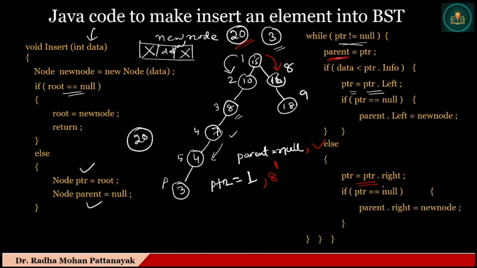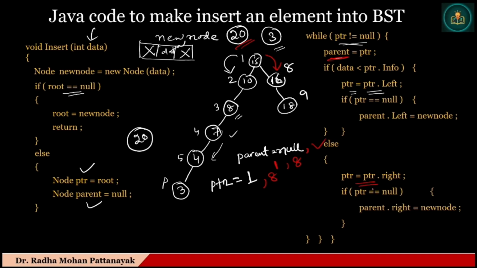Before going to the right side, again what is the first step? Parent equal to PTR. Now the new parent value equals 8. Right? Then check here: data equals 20, and is 20 less than PTR.info? No, because PTR is 16 and the item you want to insert is 20. So it is not less. That's why you need to come to the else part again.